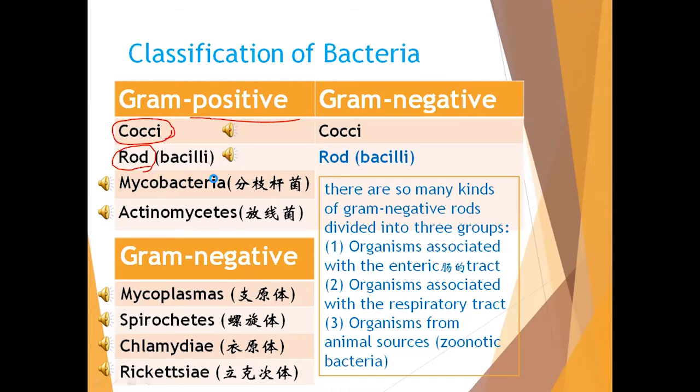So the first category, we're talking about gram positive cocci. Cocci means round shape, gram positive and round shape. That's what we talked about last week. And in this category, clinically, pretty commonly we have two small categories here.